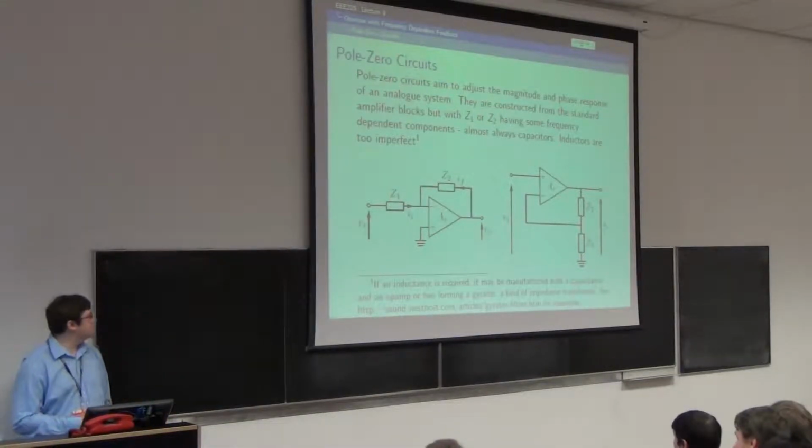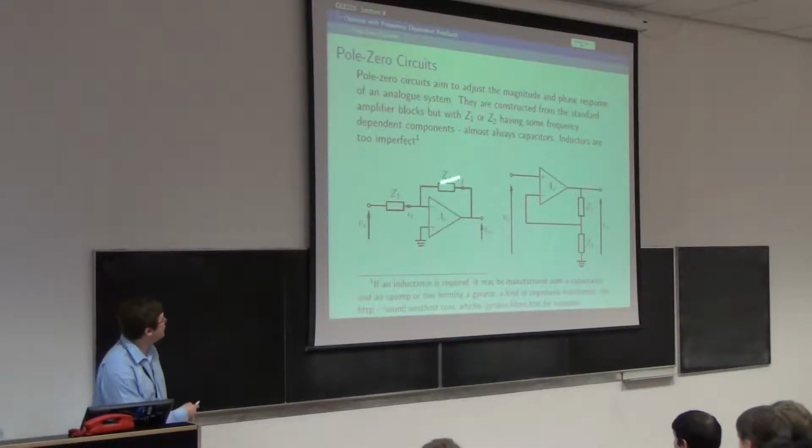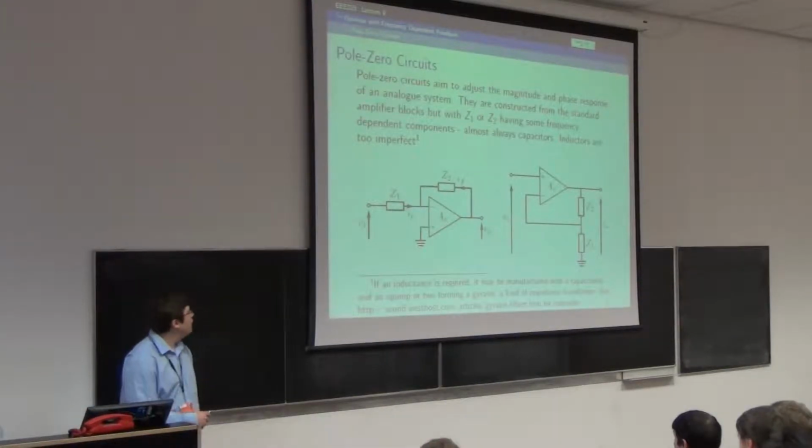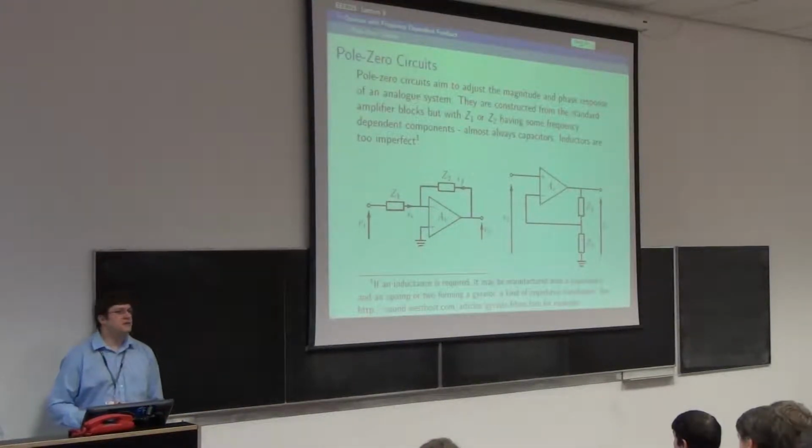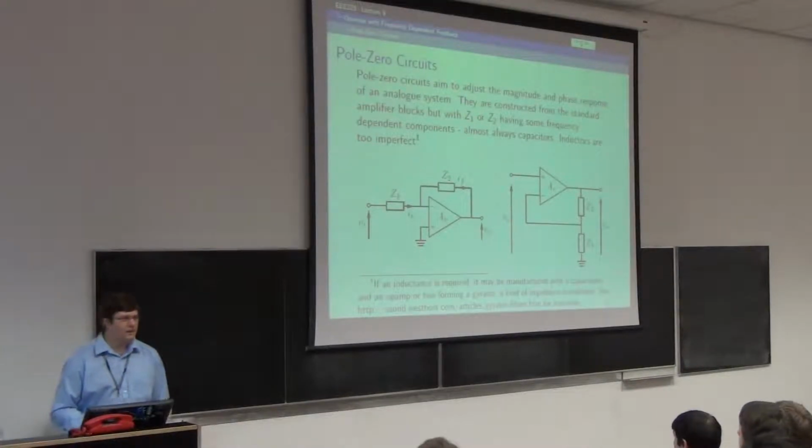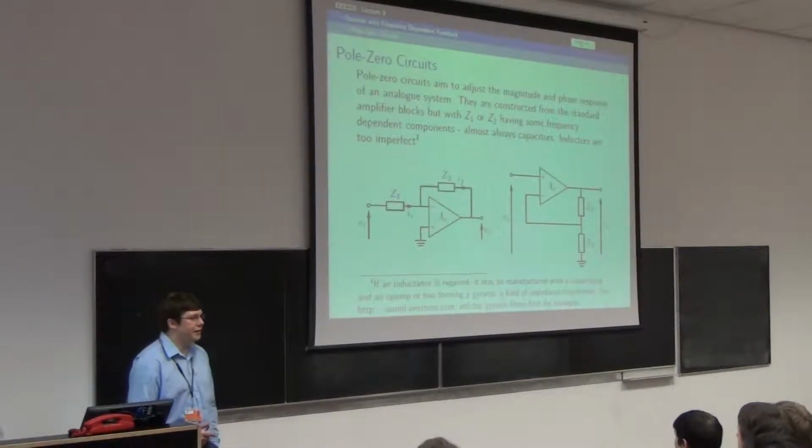And there are 2 structures, and the structures were familiar. This is inverting and this is non-inverting. And oftentimes you will only put capacitors in along with resistors. You will not put in inductors. They're really very imperfect actually.